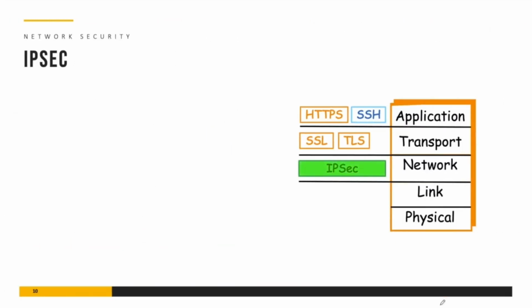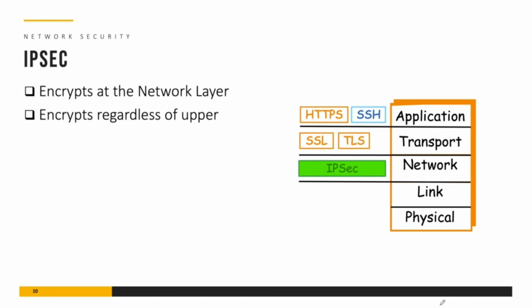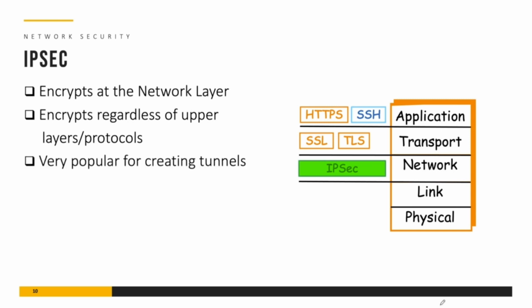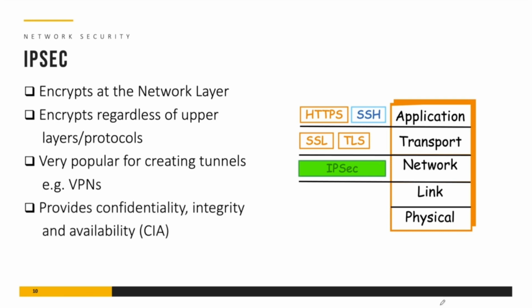As we discussed, IPsec is a network layer solution, which basically means that it encrypts at the network layer, regardless of the upper layers. So even if you're encrypting data using HTTPS/TLS, but you're also using IPsec, it's going to encrypt that whole thing once again. It works independently of the upper layers, and it operates at the network layer. IPsec is very popular for creating tunnels, and one of the biggest uses for IPsec is in VPNs, or virtual private networks. Now, IPsec provides CIA: confidentiality, integrity, and availability.